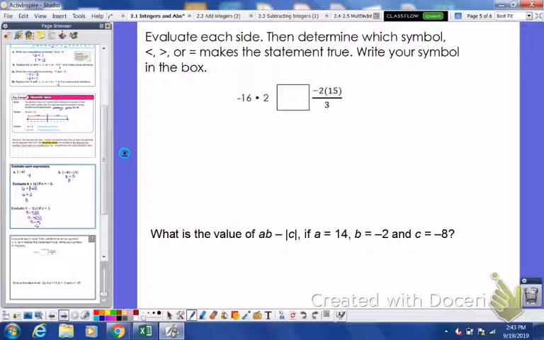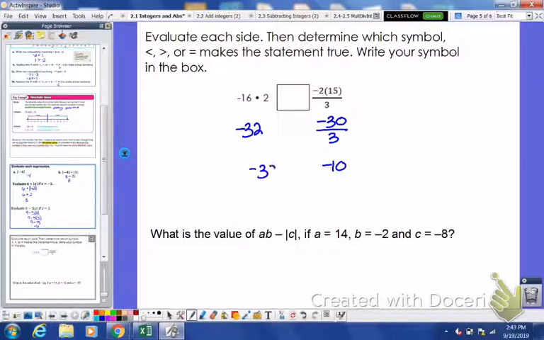Okay, so our next example. Evaluate each side, then determine which symbol makes the statement true. Write your symbol in the box. Okay, so again, if you're not used to your negatives yet, I'm not sure what you guys worked with last year, just follow along. Know that we will work with our negatives in later sections. -16 times 2 gives us a -32. So our left side's done. Over on the right side, taking care of the numerator first, -2 times 15 is -30 over 3, which we know fractions mean division, so -30 divided by 3 is -10.